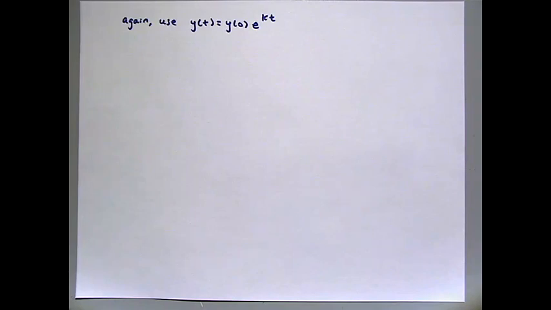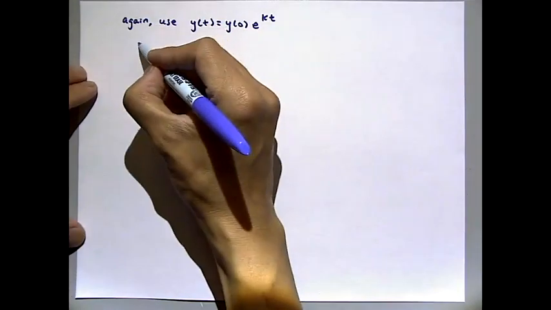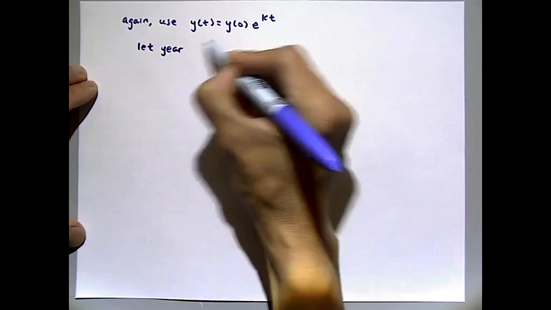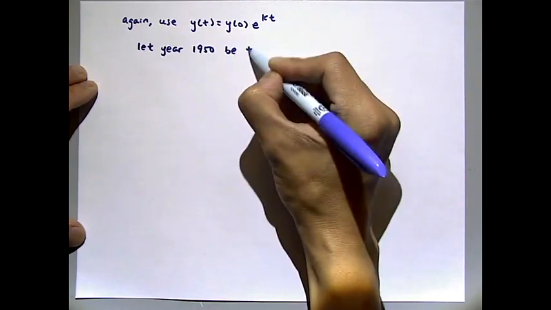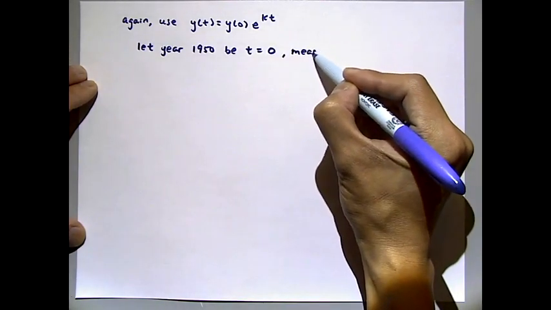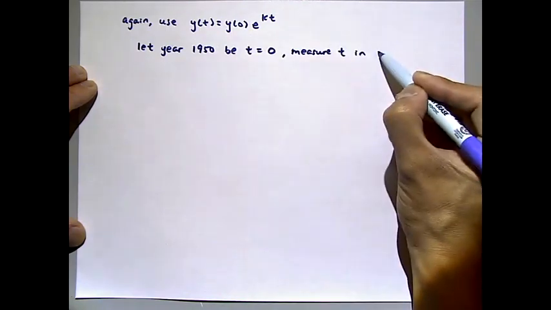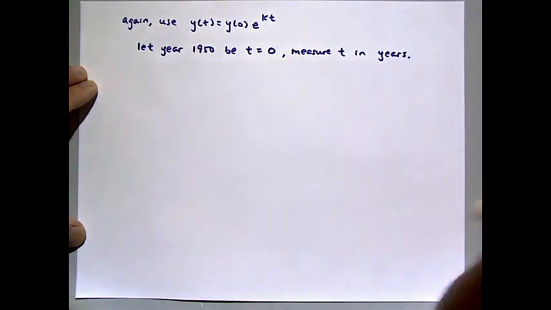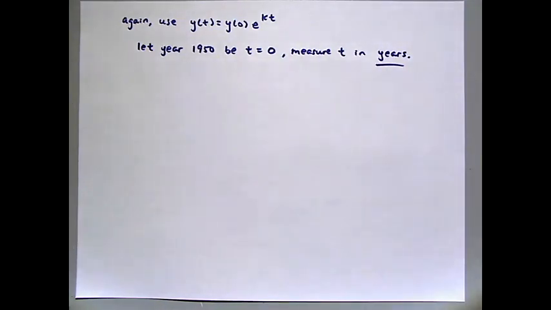Here, instead of using these big numbers for years, let's just declare 1950 as our t equal to 0. We'll let year 1950 be t is equal to 0. And let's measure t in years. It's a choice you have to make. The last one, I made a choice to use minutes. I could have used hours or seconds. Here, I'm going to measure t in years. I could do decades if I wanted to. But again, stick with something and then stay consistent with that unit.